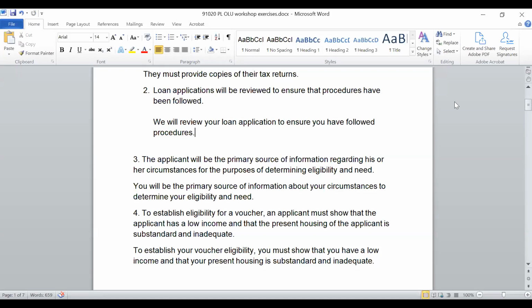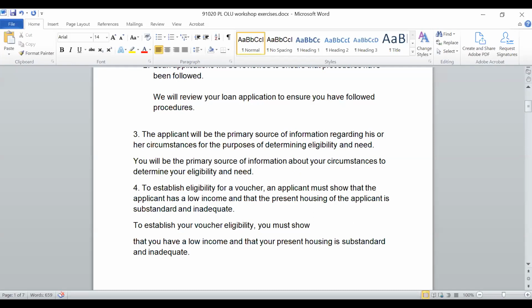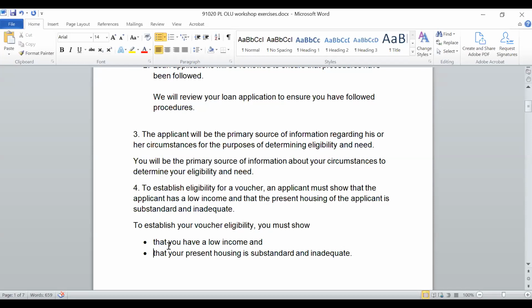Okay. One thing I did want to point out, and this is something we talked about earlier, this exercise is not about parallelism, but I did that anyway. You must show 2 things: that you have a low income and that your present housing is substandard and inadequate. So you have both phrases being introduced by "that," and these are equally important. These are the 2 things.